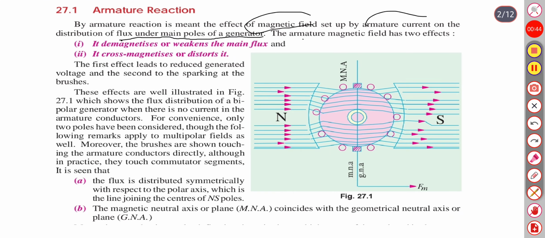The magnetic field has two effects. One, it demagnetizes or weakens the main flux, and second, it cross-magnetizes or distorts it. The first effect, demagnetizing or weakening the main flux, reduces the generated voltage, and the second leads to sparking at the brushes.